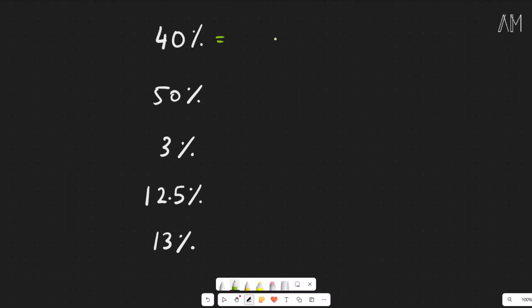So for 40%, I will put 40 as it is. Since there is no decimal point, that means it's on the far right. Move it 2 steps backward, 1, 2, it will be right here. So the answer is 0.40, and of course the zeros on the right side of the decimal are neglected, so the answer is 0.4.